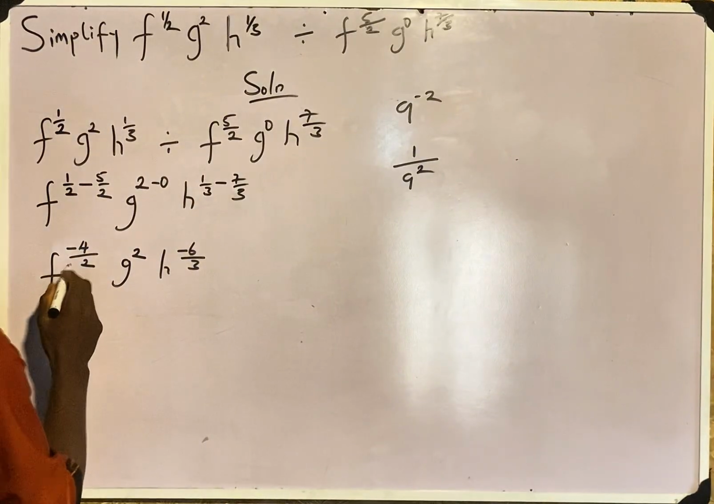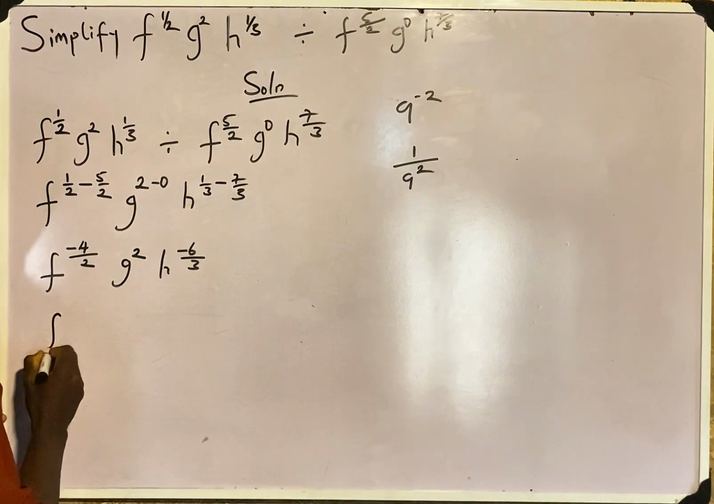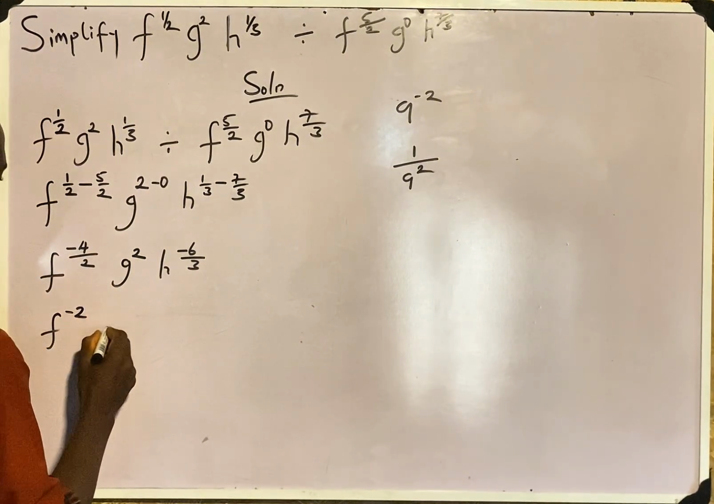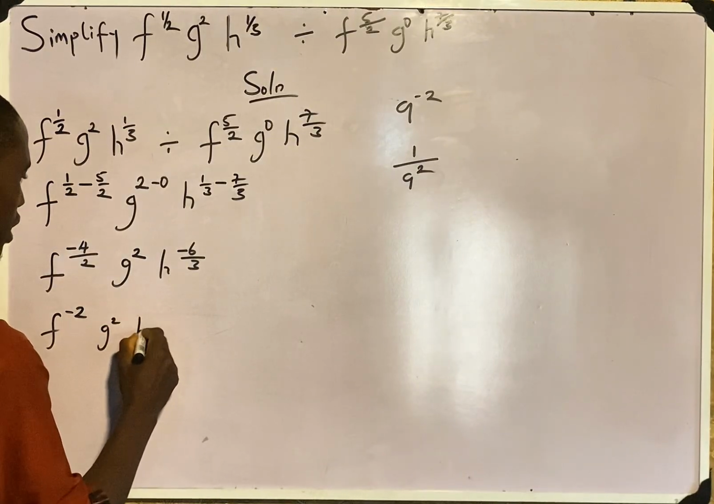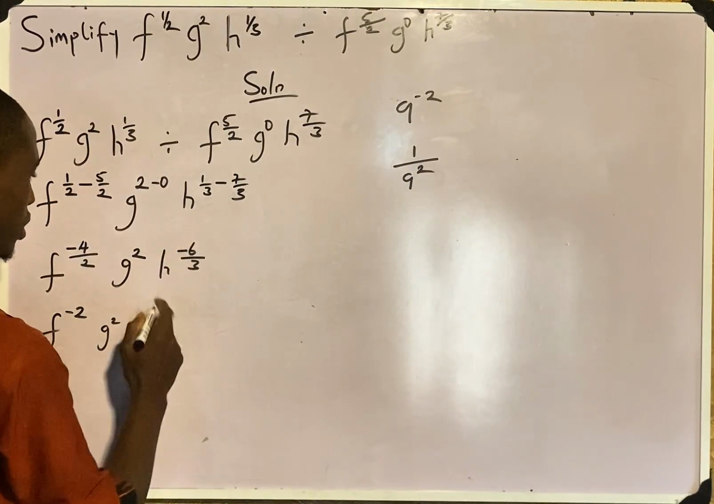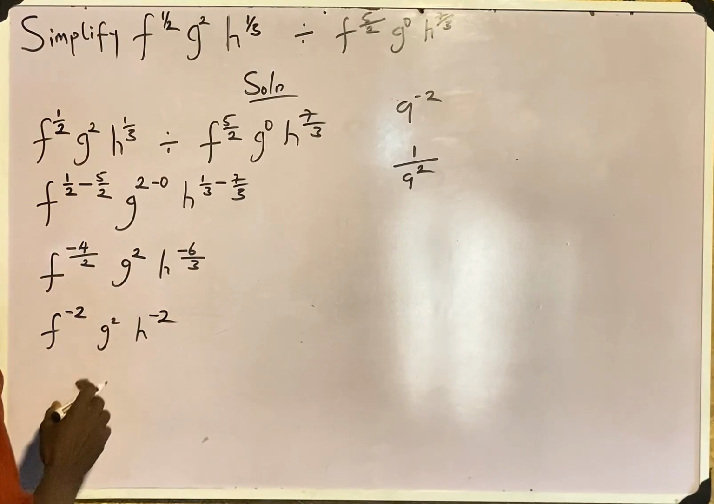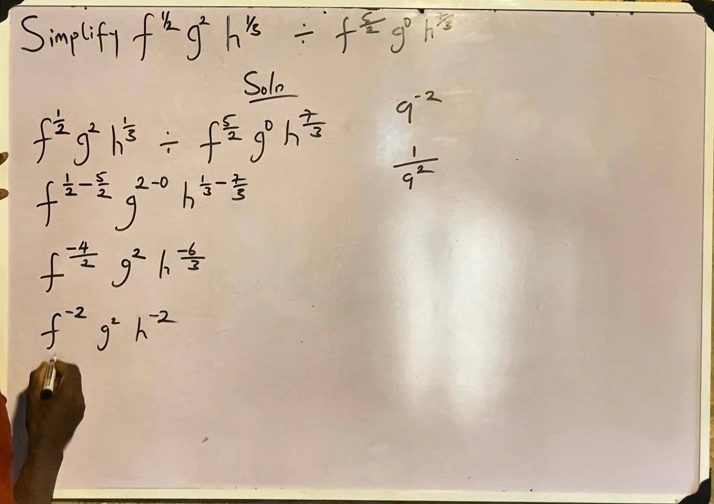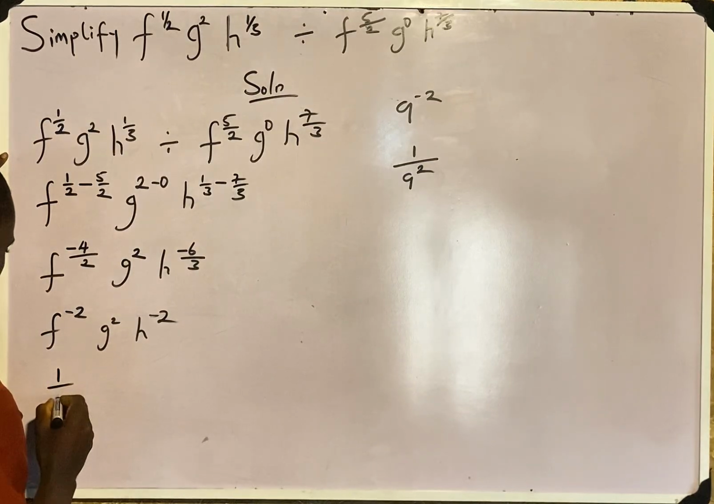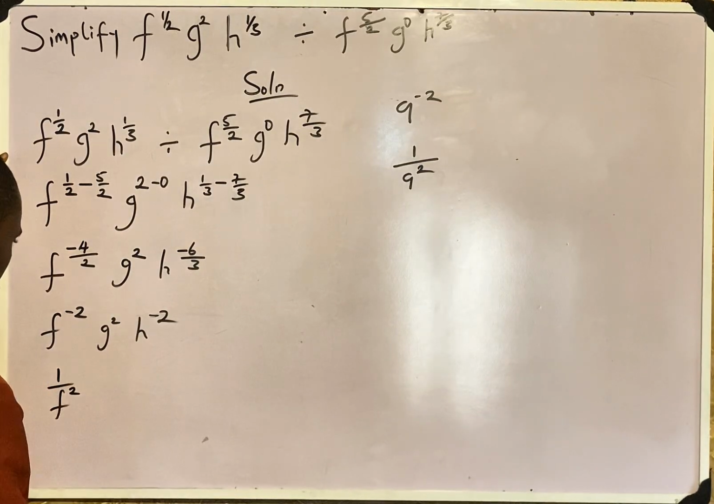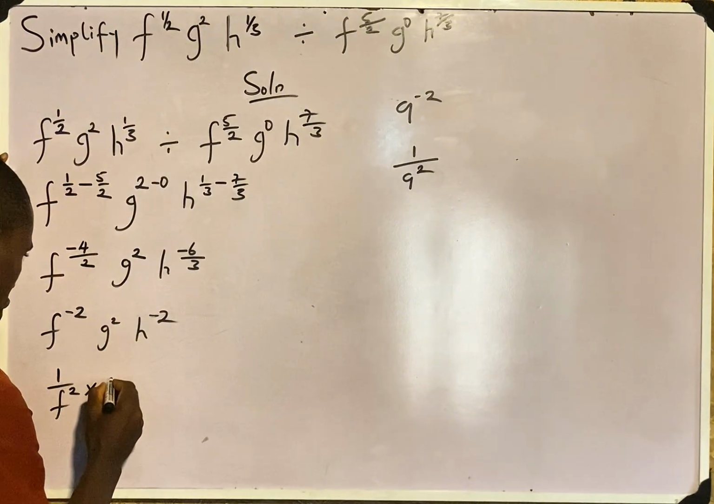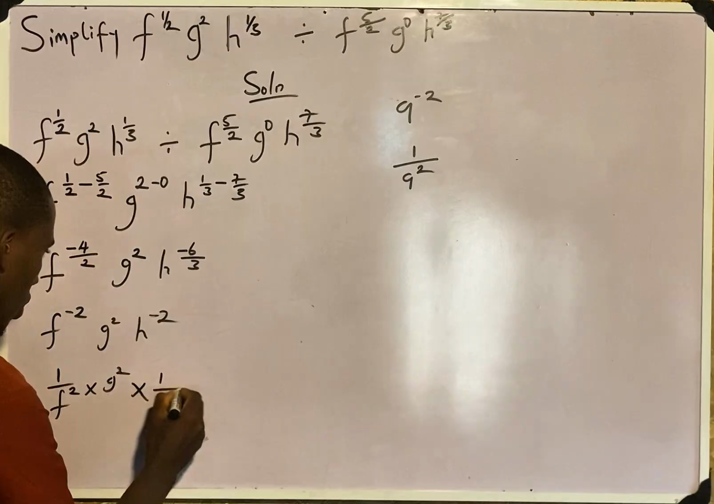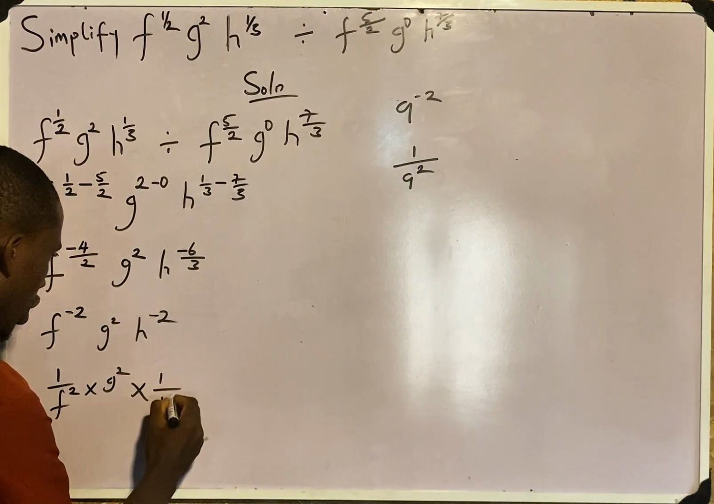So here now we are still simplifying. This is the same thing as f raised to power 2 going to minus 4 will give us minus 2, g raised to power 2, and h raised to power 3 going to minus 6 will give us minus 2. So in this case, we apply the law I mentioned here, so that this will be written as 1 over f raised to power 2 times g raised to power 2, then times 1 over h raised to power 2.